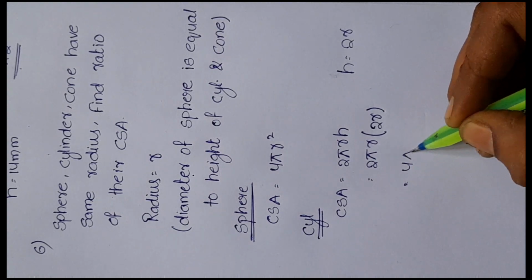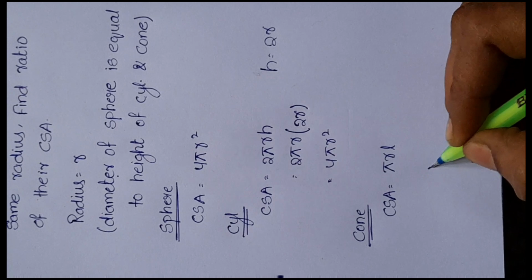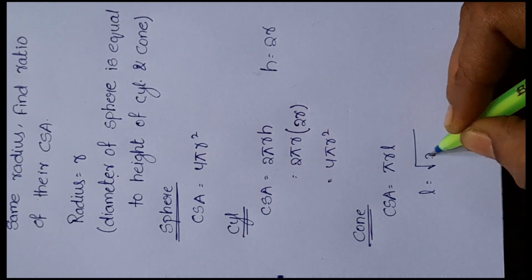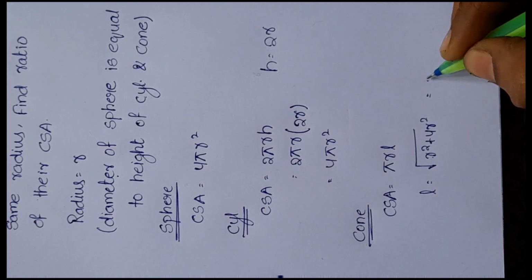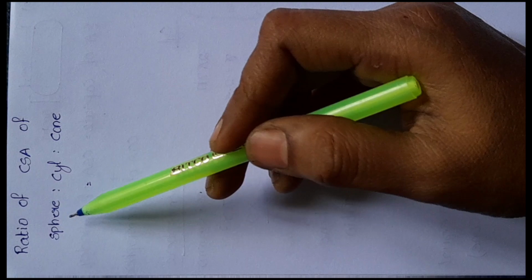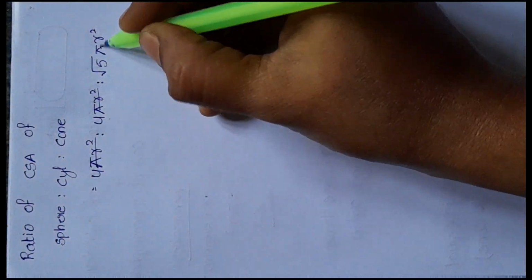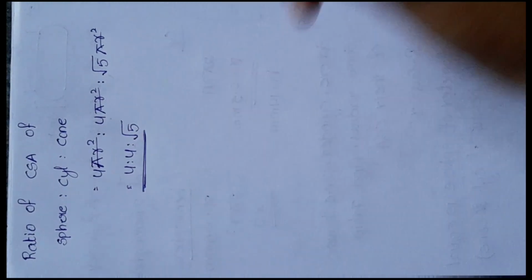We get this as 4 pi r square. The curved surface area of the cone is pi r l, where l is equal to root of r square plus h square, and h value is 2r. So this becomes 4r square, so r into root 5. Now the ratio of the curved surface area of the sphere to cylinder to cone is, cancelling pi r square, we get the ratio as 4 is to 4 is to root 5.